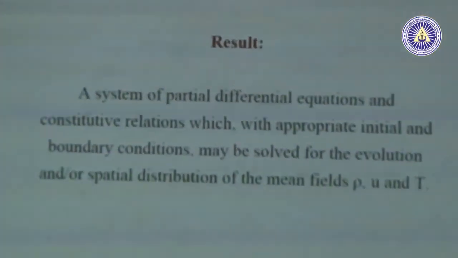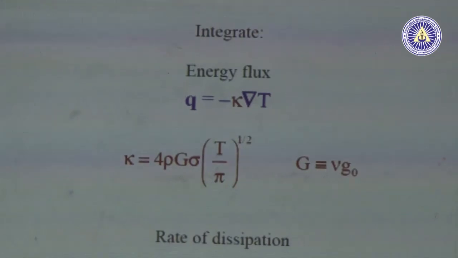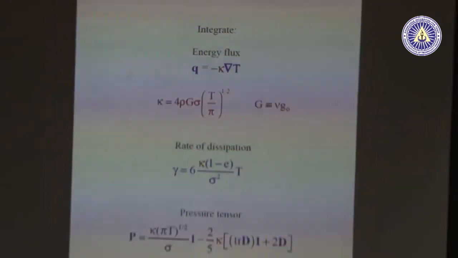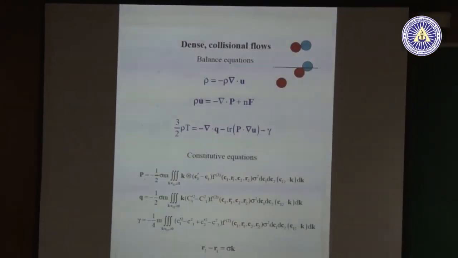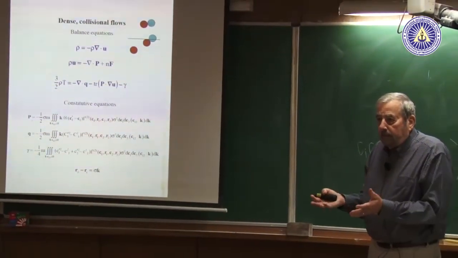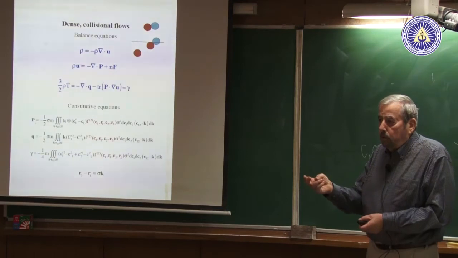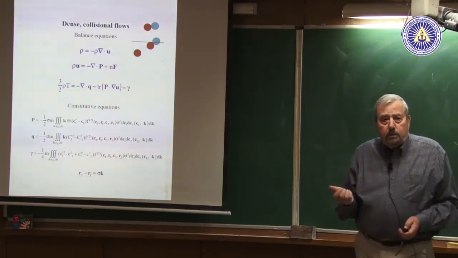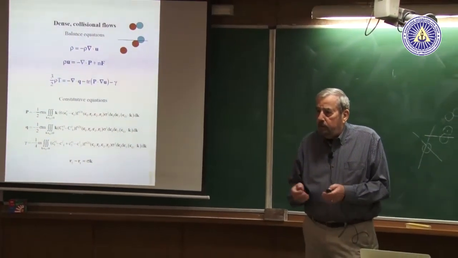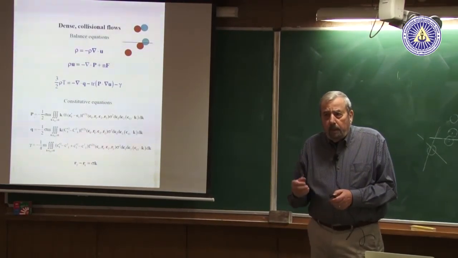All right, so what do we have? We have a system with these, let me call them constitutive relations. Now I've got this relation, this relation, and this relation. I can use those relations in this system of equations, and I've got something I can solve. I've got a closed system of equations for rho, u, and T. And so that's what I'll do in the next lecture, I'll provide solutions to those equations.